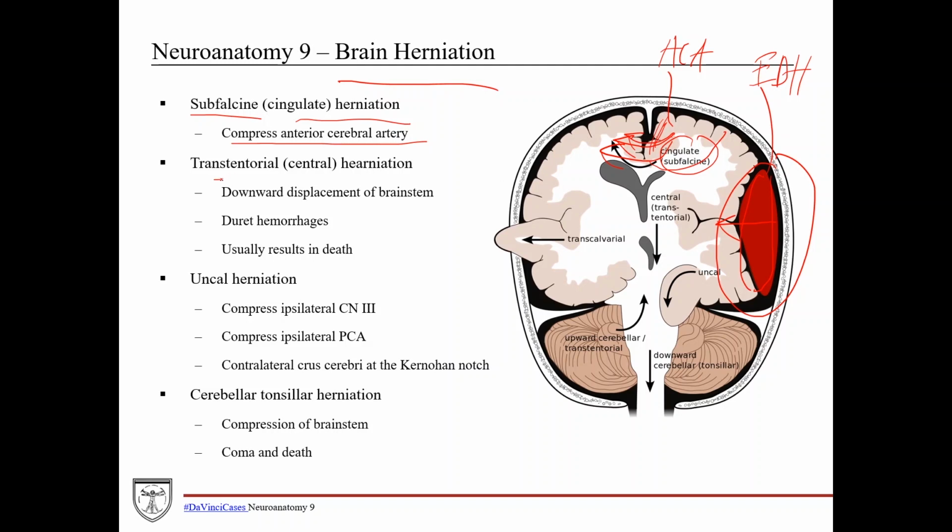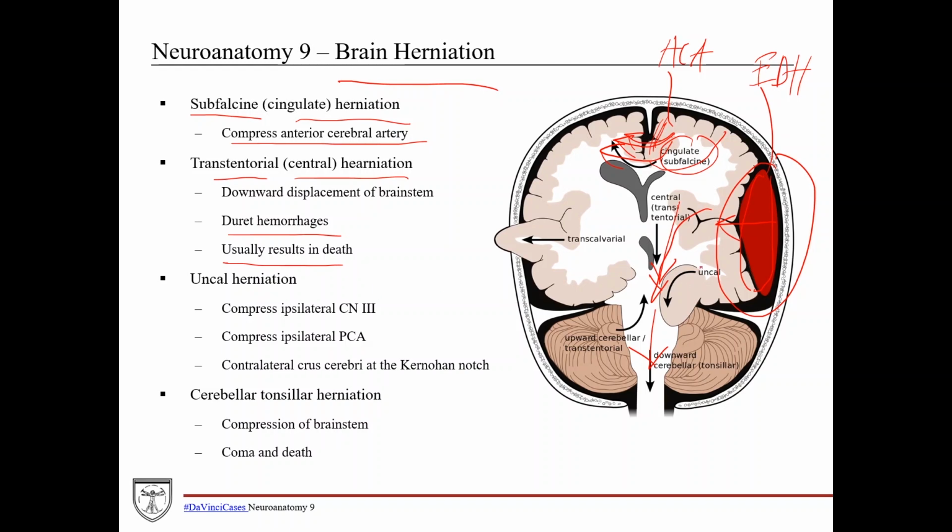Then you have transtentorial or central herniation. So this is downward displacement of the brainstem. So you see the brain getting pushed down like this, and then you have the brainstem here getting pushed downward. This is very serious. It can cause Duret hemorrhages, which are caused by rupture of the paramedian basilar artery branches. And this is very serious because it usually results in death.